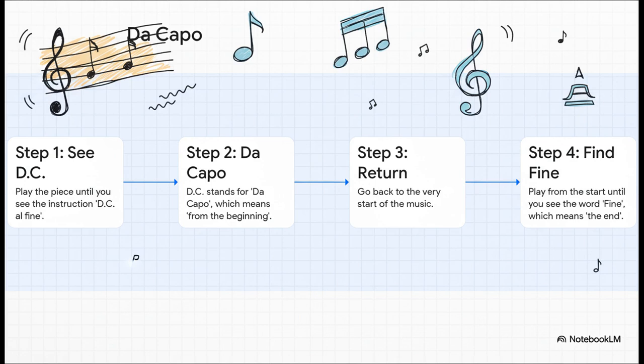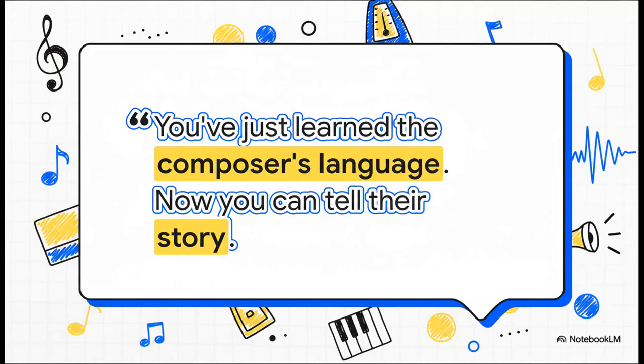Okay, da capo al fine. It sounds complicated, I know, but it's not. Da capo just means from the head, or from the beginning. So when you see DC al fine, you play all the way back to the very start of the piece and keep going until you see the word fine, which means the end. That's your final stop.